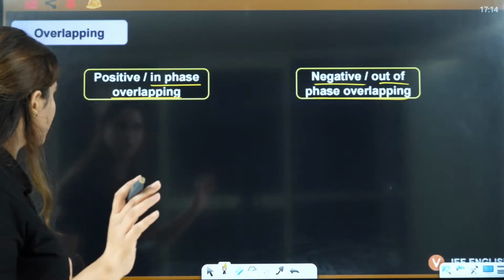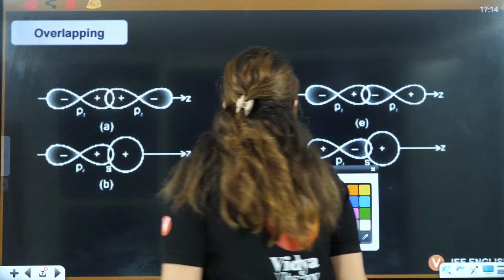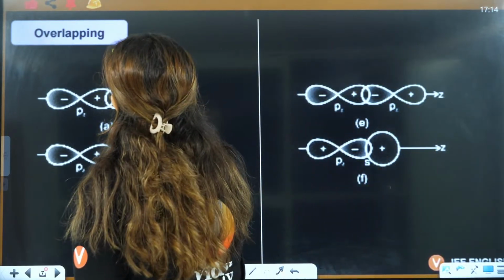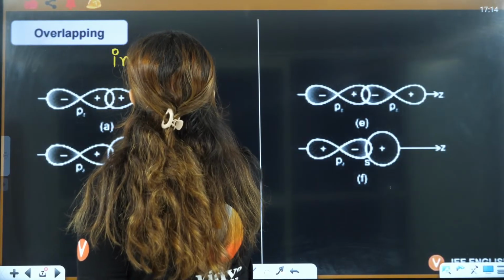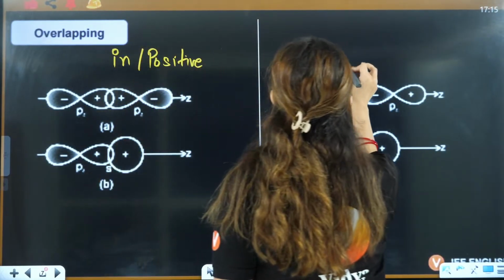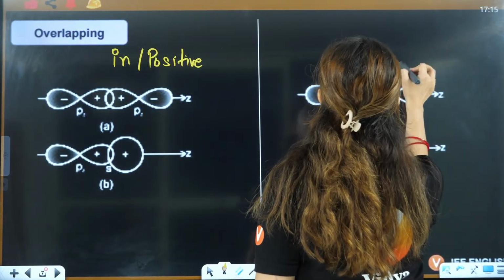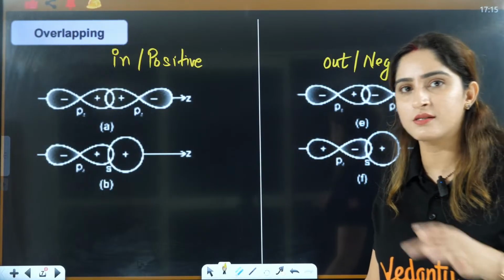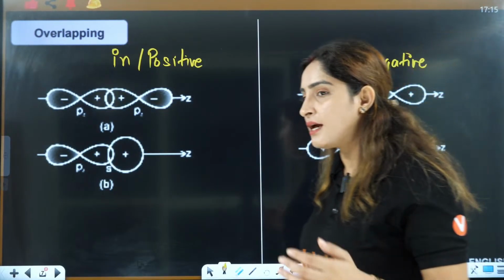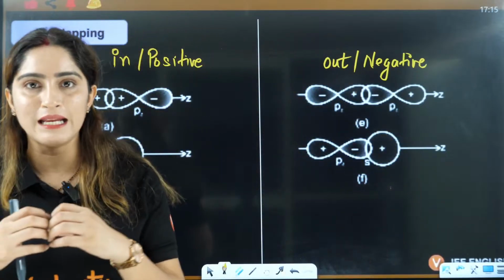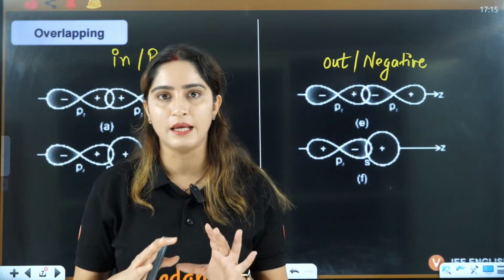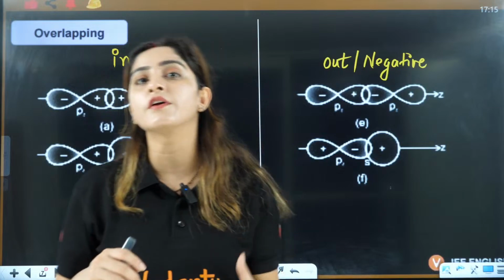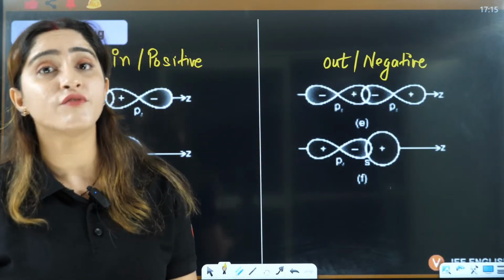overlapping. Let's discuss this with the help of diagrams. So when you talk about positive overlap, this is in phase or positive overlap. This is out of phase or negative overlap. Do you remember constructive and destructive wave functions when we discussed the structure of atom? So when two positive things combine, constructive interference is happening. When one positive and one negative are combining, we call it destructive interference. You must have studied this in physics.